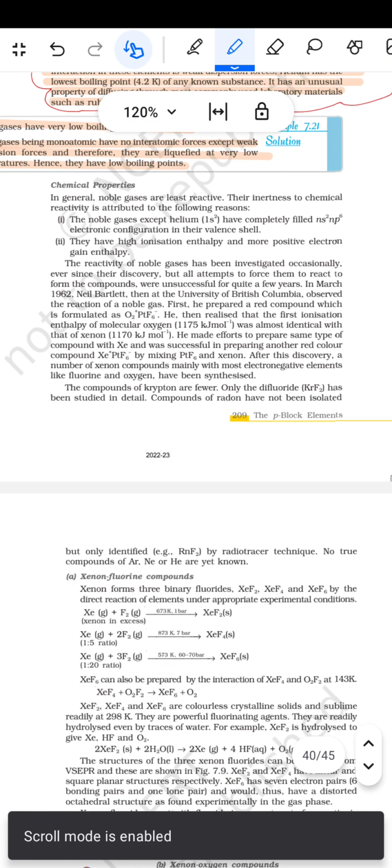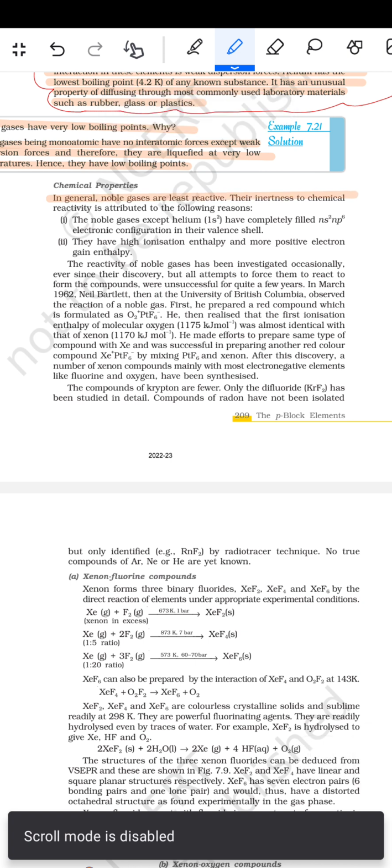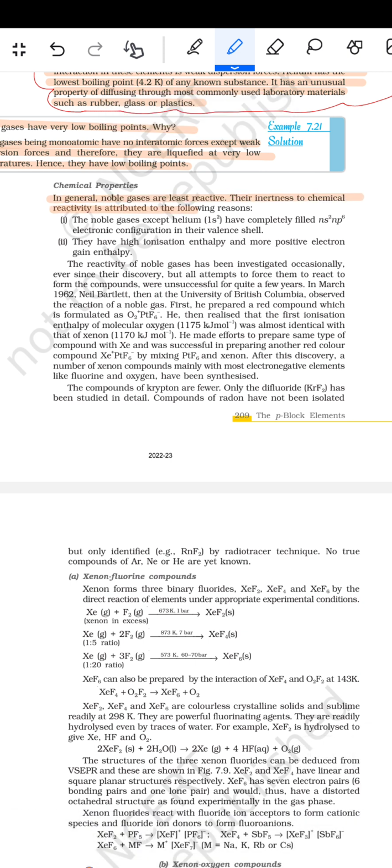Now the chemical properties. In general, noble gases are least reactive. Their inertness to chemical reactivity is attributed to the following reasons. The noble gases except helium have completely filled ns2np6 electronic configuration in their valence shell. They have high ionization enthalpy and more positive electron gain enthalpy.